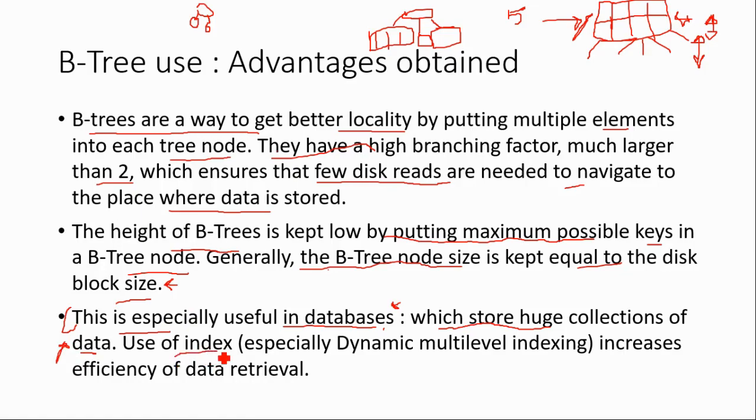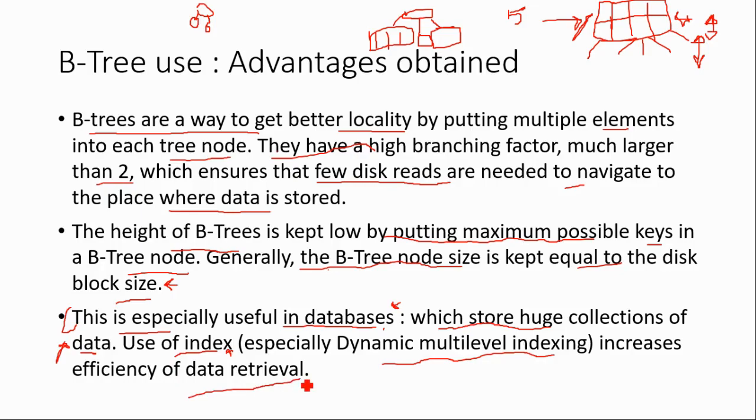It is similar to what we have generally used in our practical notebooks. One entry refers to one experiment or topic. Similarly, one index entry refers to one data location, and that is stored somewhere in the memory. And we can also use dynamic multiple indexing, meaning index of indexes. So this increases the efficiency of data retrieval.